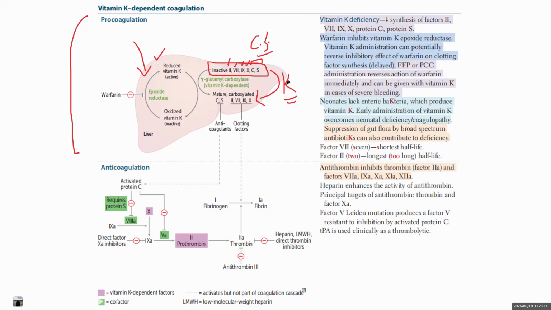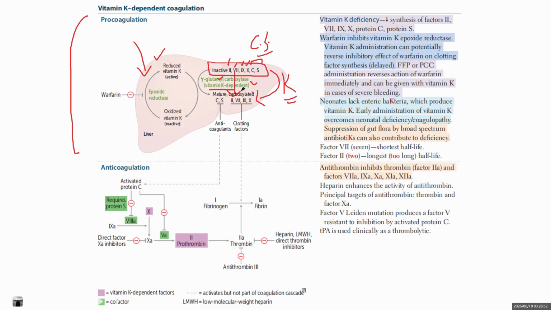Because all of these are vitamin K dependent factors, what is going to happen? Not only vitamin K, but also one enzyme is needed, which converts the inactive clotting factors into mature, functional clotting factors. We require the enzyme gamma glutamyl carboxylase, which is also vitamin K dependent. It means that if we have vitamin K, this enzyme is going to work well, and the inactive clotting factors are ultimately going to be converted into mature and functional clotting factors.